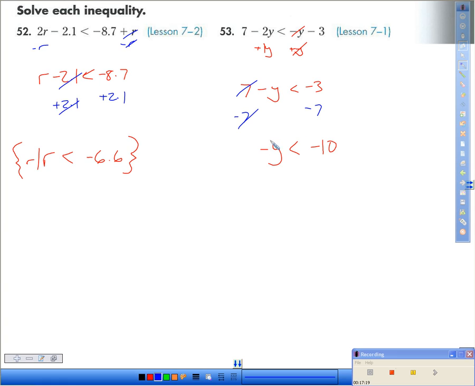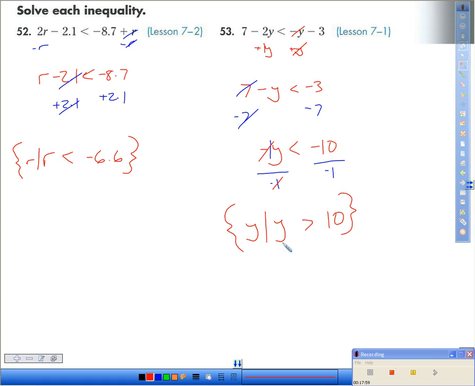So we can think of negative y as negative 1y, so we can divide the left by negative 1 and divide the right by negative 1 since y is multiplied by negative 1. Once we've done that on the left-hand side, the negative 1's cancel and we end up with just y. On the right-hand side, we get positive 10. And since we divided by a negative on that problem, we need to flip the sign from less than to greater than. That means any number that is greater than 10 should make this inequality true. Let's put that in set notation, and it's going to look like this.